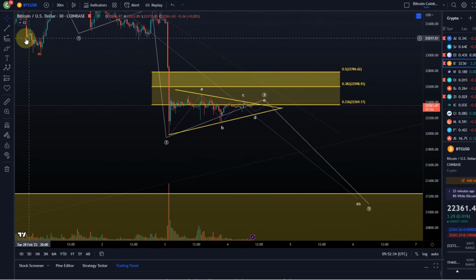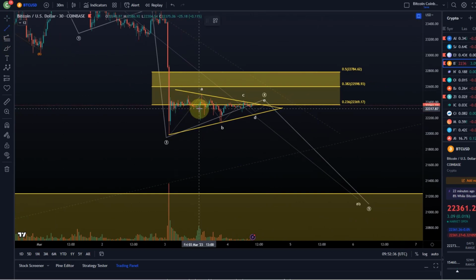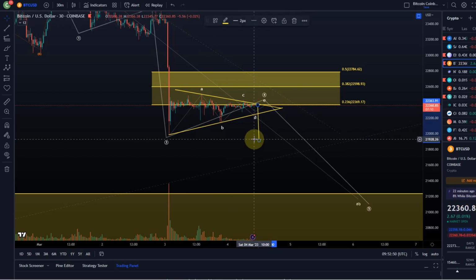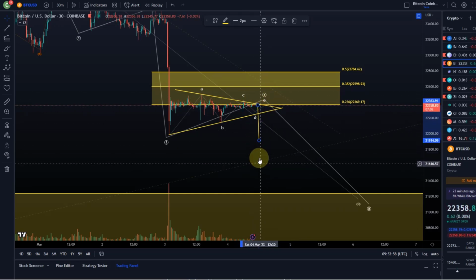Looking at targets here, just purely by looking at the triangle, you typically would go to the beginning of the triangle, which was actually here, and add this here to the end of the E wave, which might be somewhere around 22,370. That might take us down to around 21.9k. That's just a typical standard triangle target, how you would normally measure it based on Elliott Wave.